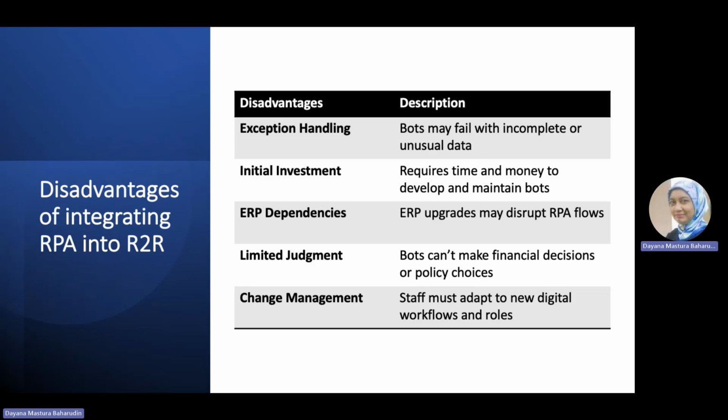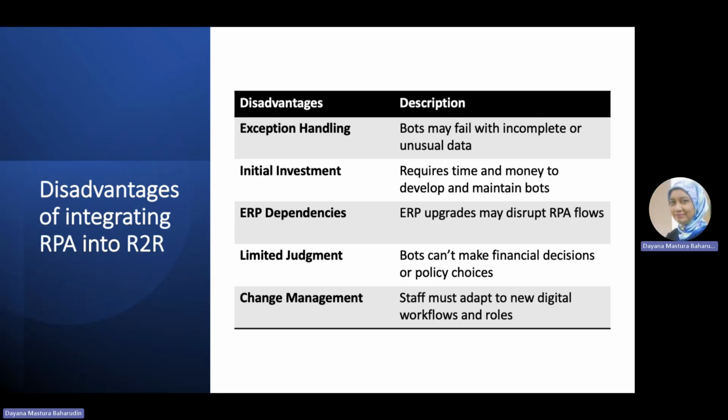Okay, ERP dependencies: ERP upgrades may disrupt RPA flows. SAP would have upgrades. Back then, we were using the normal SAP, and then it upgraded to GSAP, which is the global SAP. We thought that was the wow SAP back then. Until nowadays, I'm seeing S/4HANA. Ha ha ha. So you can see it's upgrading even as we speak.